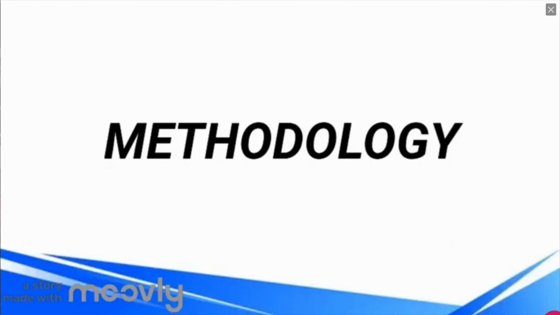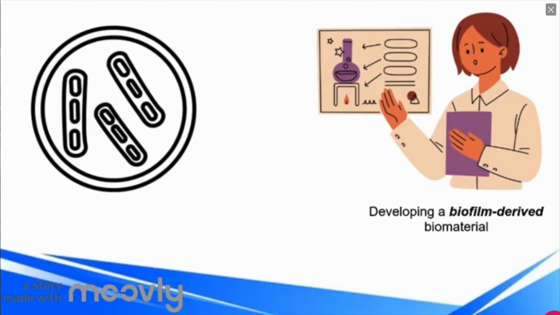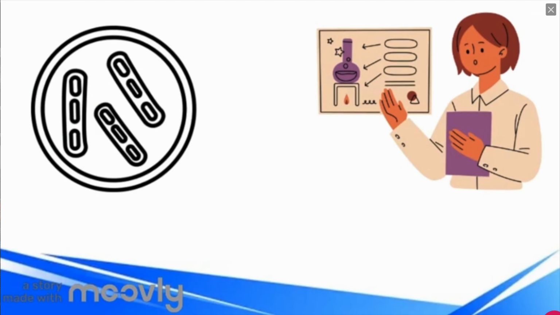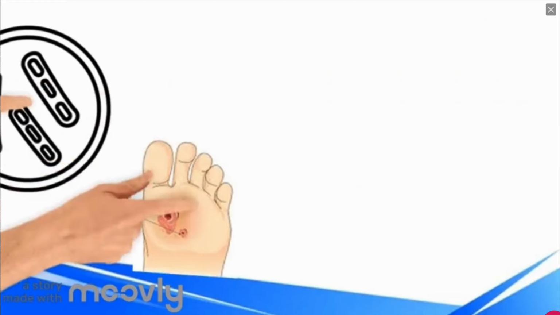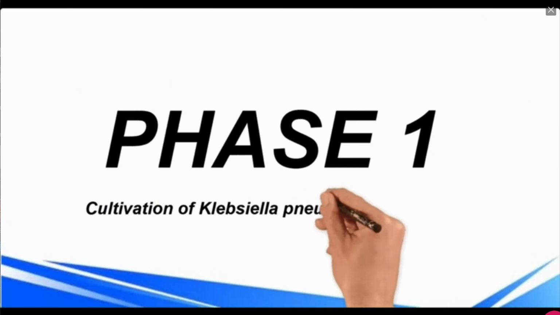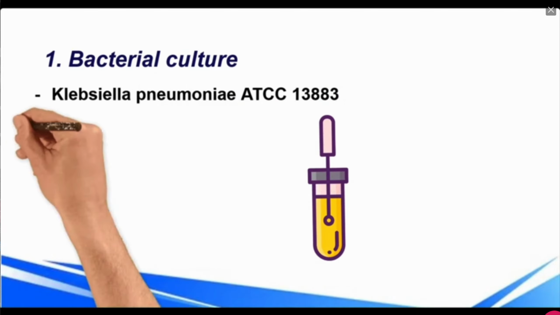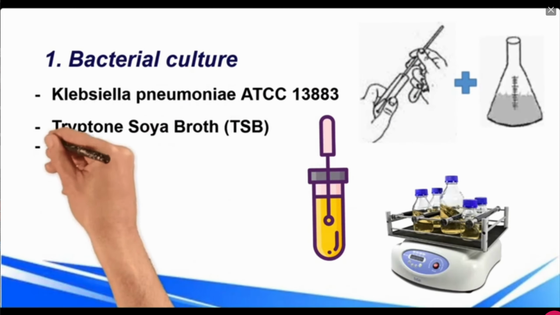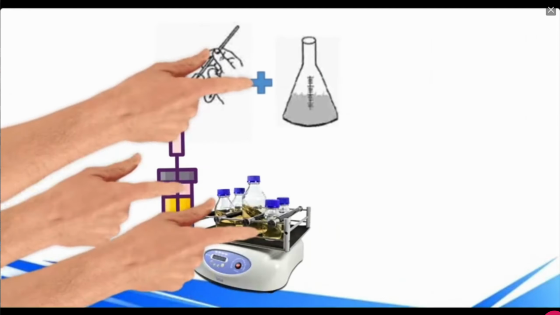For the methodology, the objective is focused on developing a biofilm-derived biomaterial from Klebsiella pneumoniae, without bacterial cells, as a biodegradable and biocompatible scaffold for tissue regeneration in chronic diabetic ulcers. Phase 1: cultivation of Klebsiella pneumoniae biofilms. Bacterial culture: Klebsiella pneumoniae ATCC 13883 will be cultured in tryptic soy broth, TSB, at 37 degrees Celsius and shaken at 120 revolutions per minute overnight.